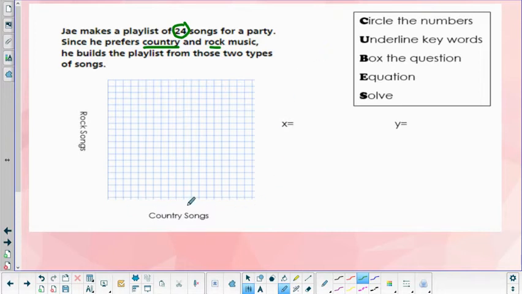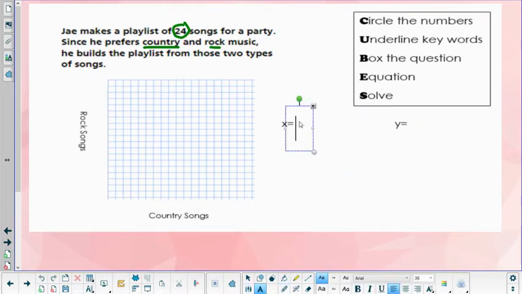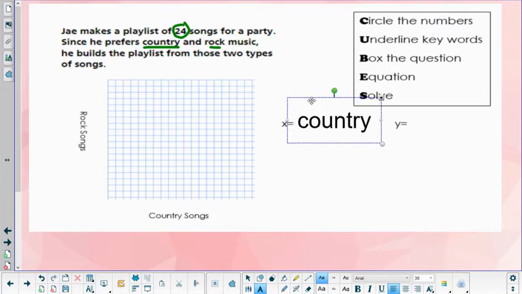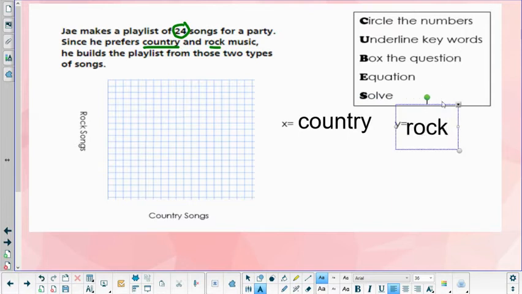Now, I've already labeled our X and Y axis, so we need to make sure that we keep these consistent. Since my country music is on my X value, I'm going to put country. And on my Y, I have rock. So those are my values there.